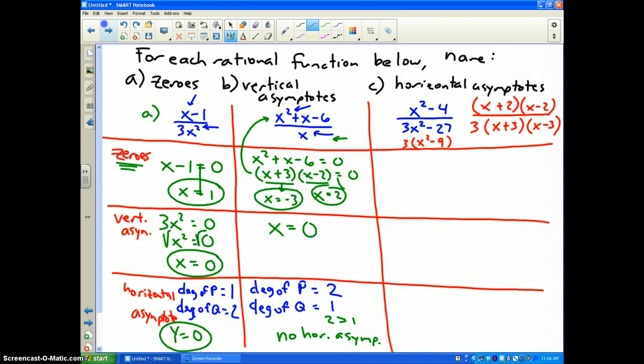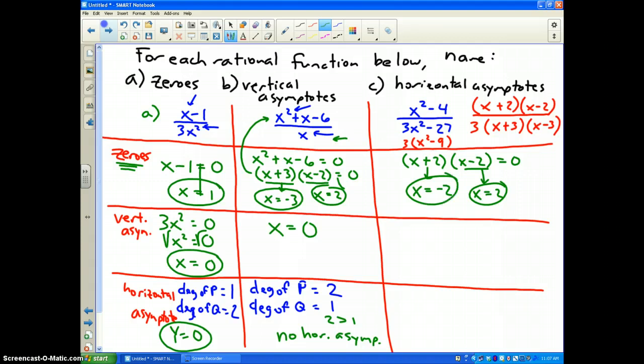Oh, there we go. And nothing reduces, so it's in reduced form. So the zeros are where the numerator is equal to 0. We have x plus 2 and x minus 2 equal to 0. Well, that's pretty simple. So x equals negative 2, and for this one, x equals positive 2. Those are where your zeros are going to be.